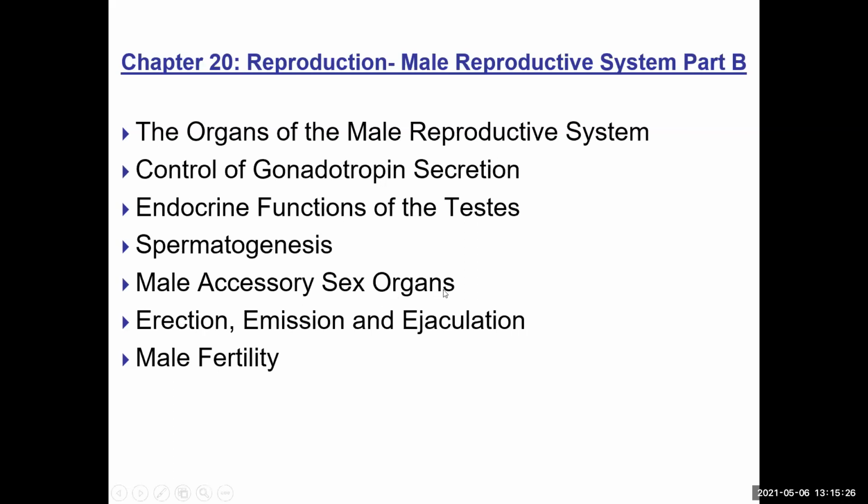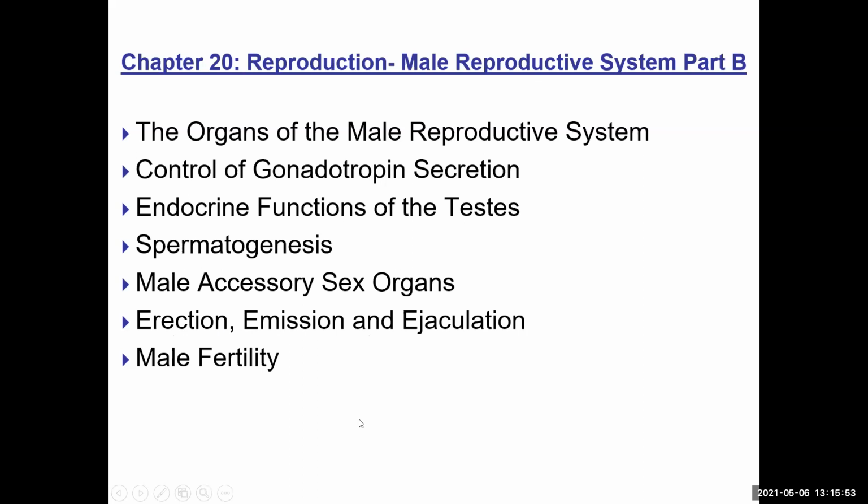To transport the sperm, it is the penis that does that. And to do that job, the penis needs erection and then movement of semen through the penis. That is called emission, and then ejaculation, which is the forceful expulsion of semen out of the penis. That is ejaculation. And we will talk a little bit about male fertility.